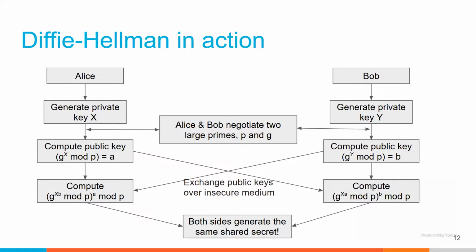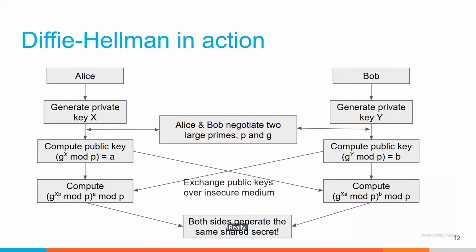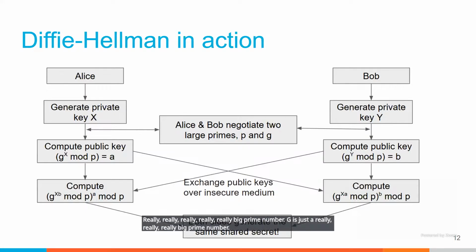Now that they've created that key, Alice and Bob then negotiate two numbers, P and G. What are P and G? P and G are prime numbers. P is a really, really big prime number. G is just a really big prime number. But we've got these two numbers, P and G, that they've agreed on. They've decided these are nice, pretty numbers that we're going to use.